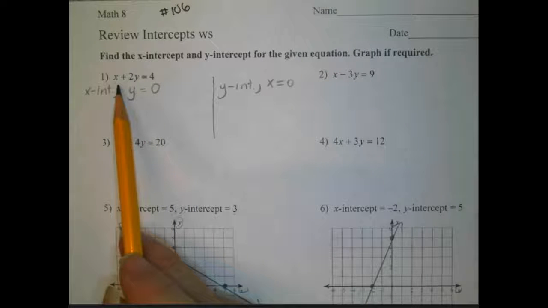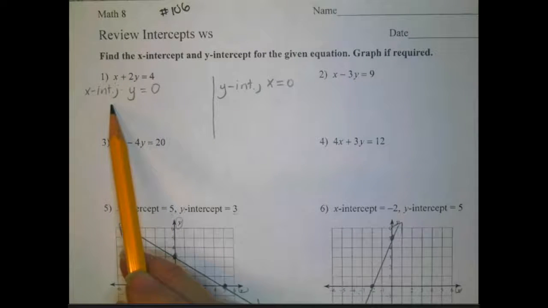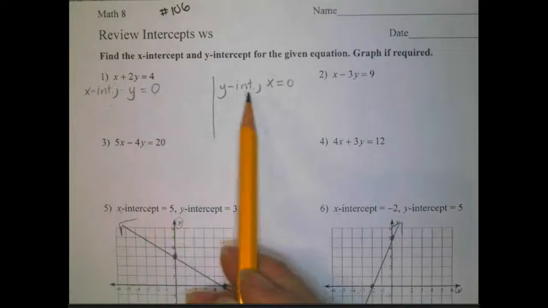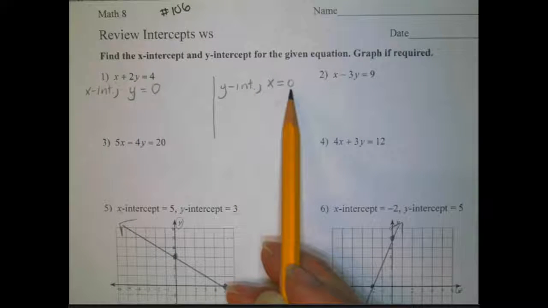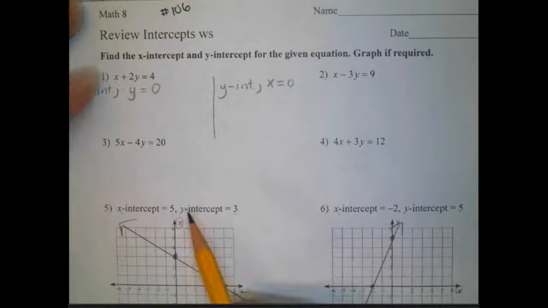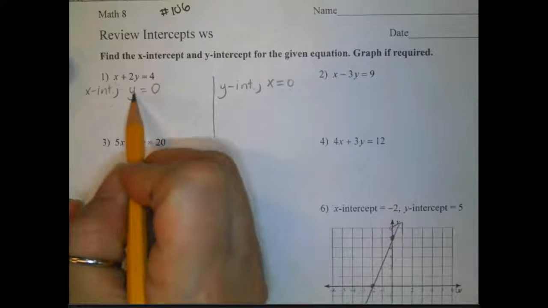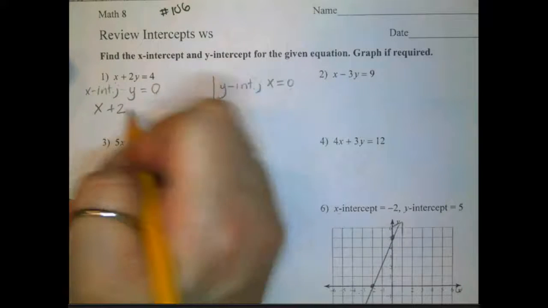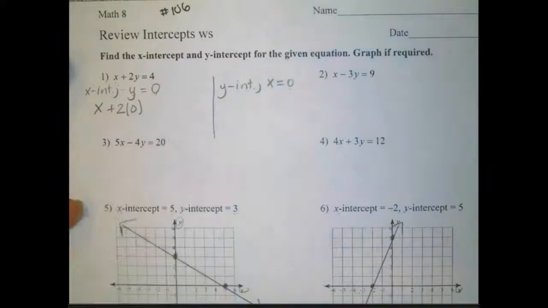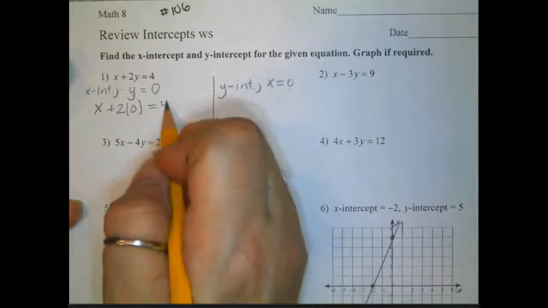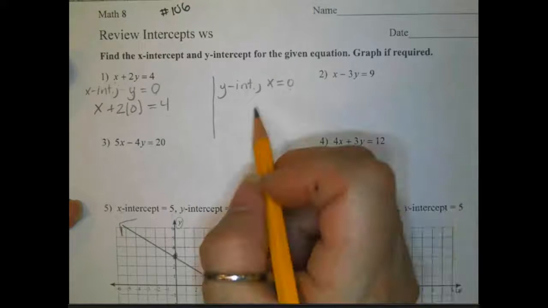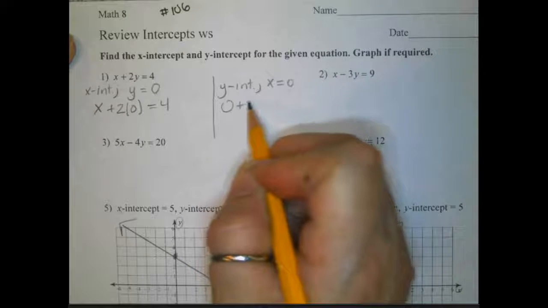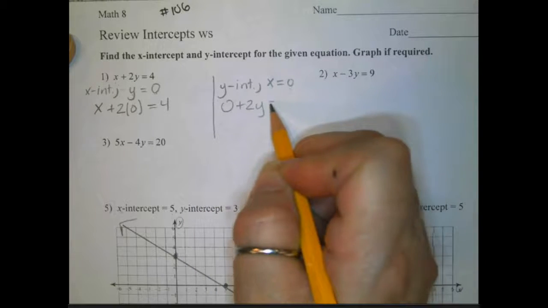We're going to take their original equation and rewrite it down here. But on the left side, instead of y, I'm going to substitute a 0. On the right side, instead of x, I'm going to substitute a 0. So let's just go ahead and rewrite it twice. This time y is going to be 0. So I'm going to start with x plus 2, instead of y, I'm going to substitute a 0 in my parentheses, equals 4. On the right side, instead of x, it's a 0. So I'm going to say 0 plus 2y equals 4.